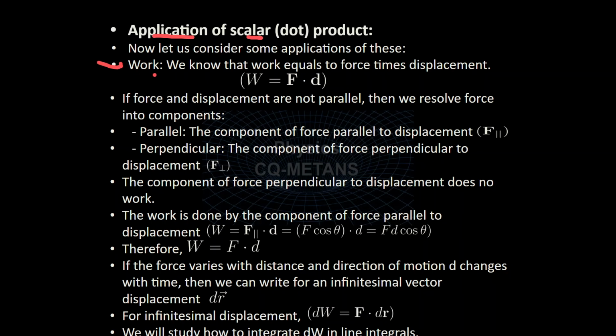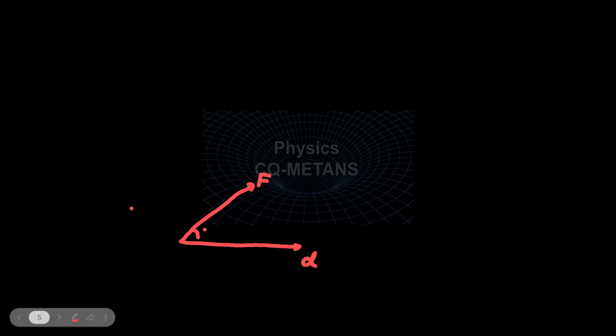Now let us see the application of the scalar or the dot product. The simplest example is the work done. Now we know that the work done is written as force times displacement. But how do we get this? Let us understand vectorially. Suppose the force and displacement are not in the same direction. So this is the displacement and this is the force. Now this force and displacement are at some angle theta.